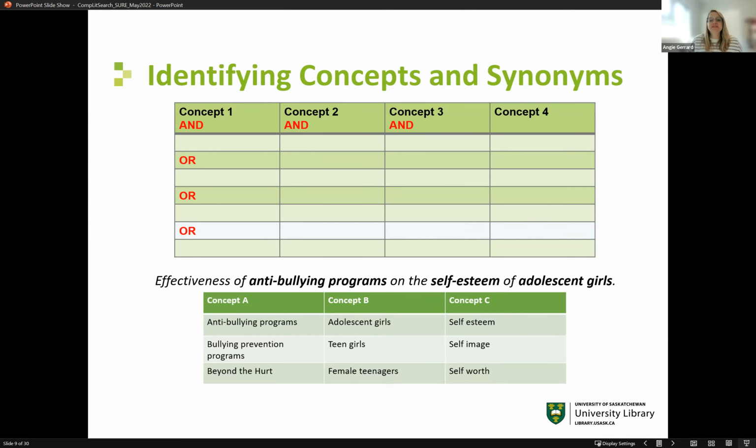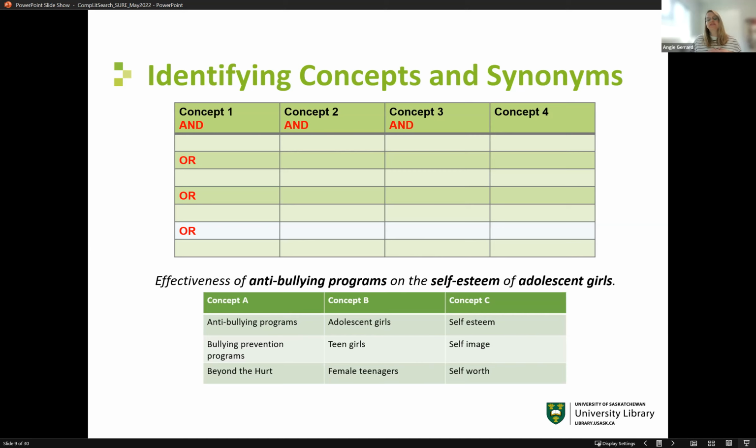There's a table that you can see on your screen. In the library world, we call this a concept chart. What you might want to do is draft up something like this, perhaps on that research log document. It's a way of having a written down concept chart of the terminology you could be using to describe your research question or research topic. The example I have there is, let's say I was doing research on the effectiveness of anti-bullying programs on the self-esteem of adolescent girls. That's more of a topic, not necessarily a research question.